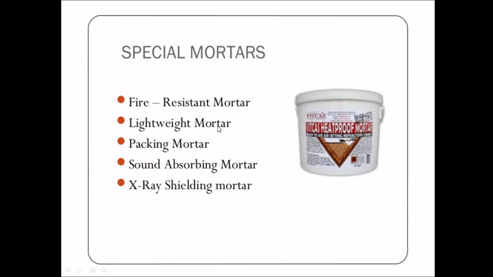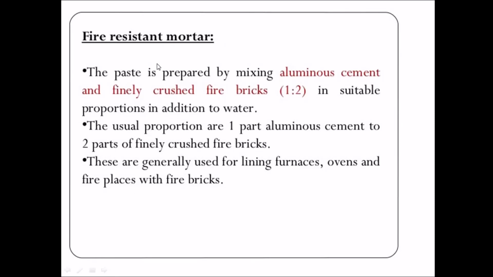Special types of mortars: fire resistant mortar, lightweight mortar, packing mortar, sound absorbing mortar and X-ray shielding mortar. Fire resistant mortar is a paste prepared by mixing aluminous cement and finely crushed fire bricks in 1:2 proportion in addition to water. The usual proportion is 1 part of aluminous cement to 2 parts of finely crushed fire bricks. These are generally used for lining furnaces, ovens and fireplaces with fire bricks.